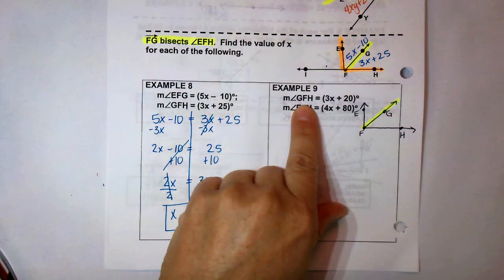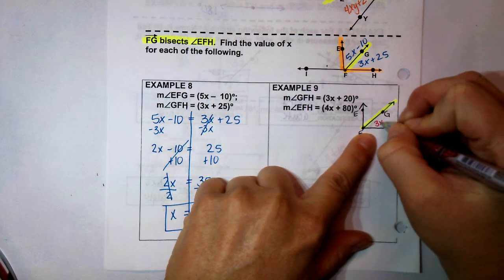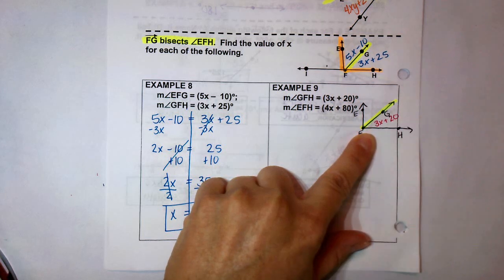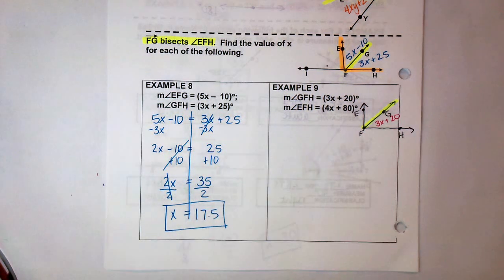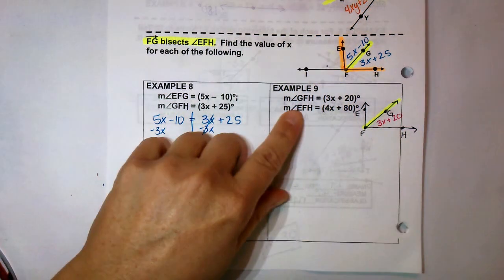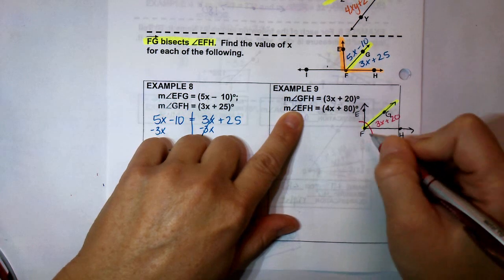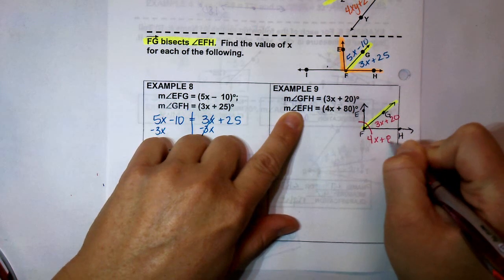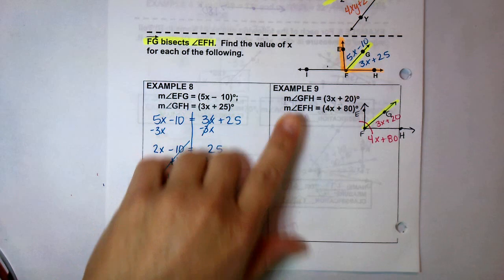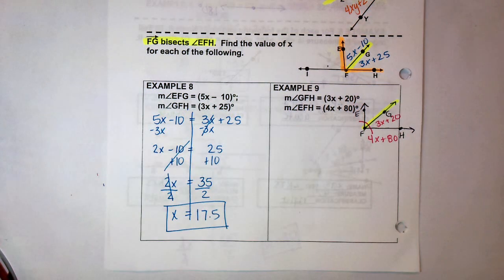GFH, that's the bottom, 3x plus 20. Then EFH. Be careful on this one. EFH is the outside angle, 4x plus 80. You would put 3x on the left this time though. Good. Because 4x is like the very bottom. So even though they gave us equations, remember the last time this was like a 77 or something like that? Even though it's an equation, we're still good.